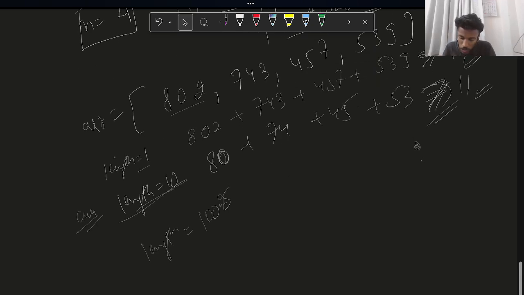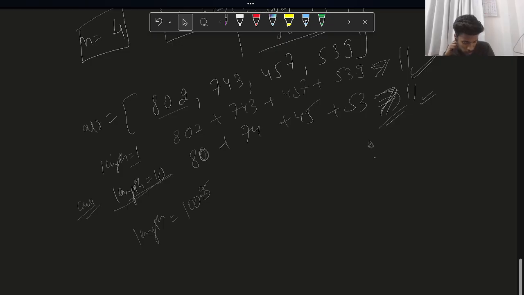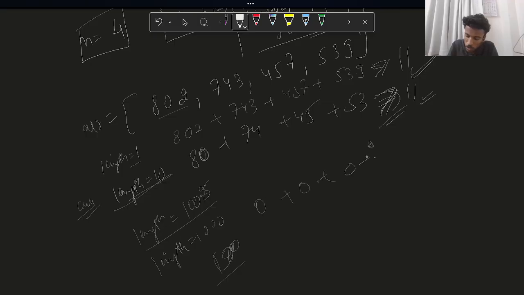If you look carefully here, you can observe the pattern. Let's take length equal to 1000. With length equal to 1000, we can make zero pieces out of this: zero, zero, zero, zero, all of them give zero, and clearly this is less than 11. So we can't take length 1000; for a single piece we can't take its length to be 1000.